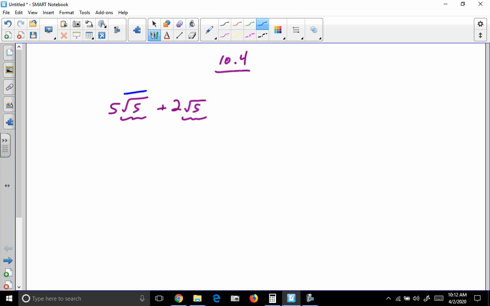So both of these are square roots of 5. So if we have 5 of these and then we get 2 more of these, if we want to know how many of these we have, we do 5 plus 2, and that tells us how many square roots of 5 we have, so 7.